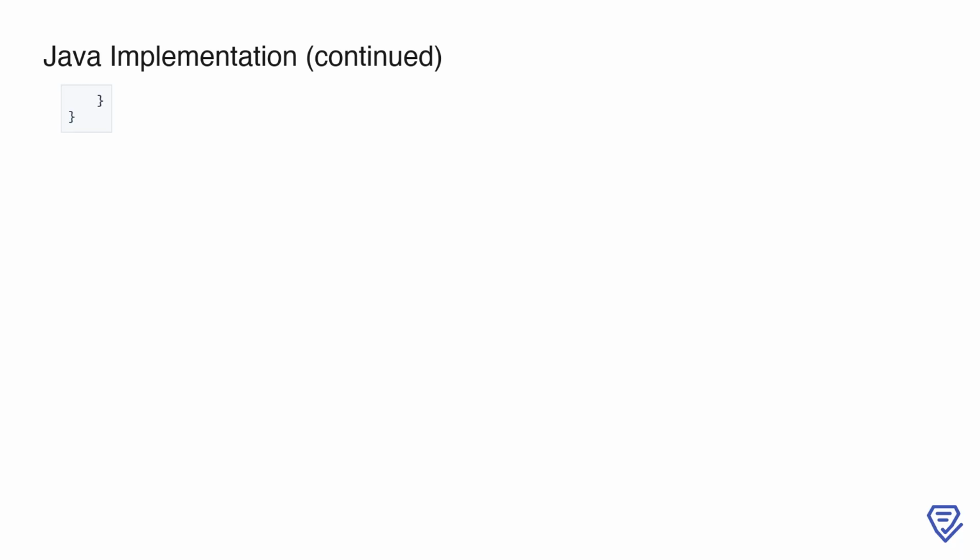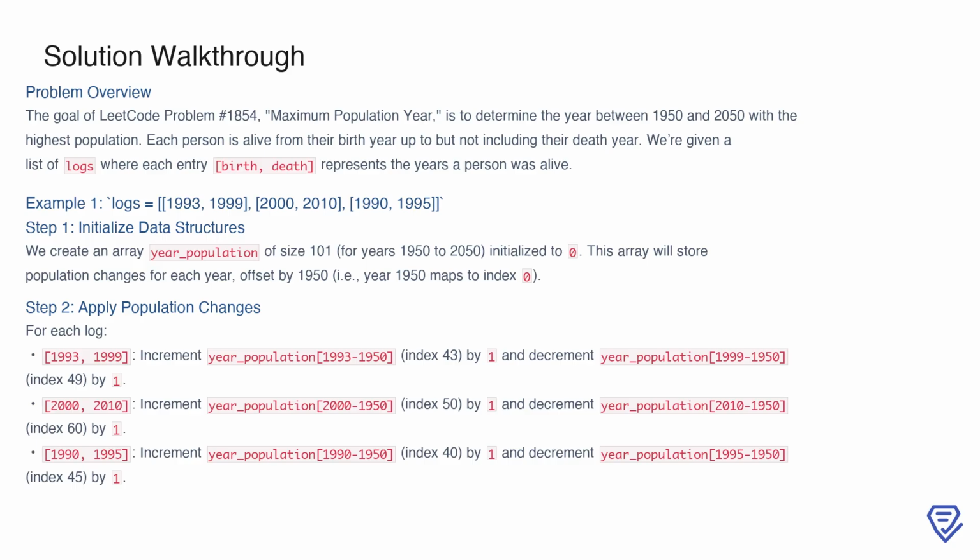This approach efficiently calculates the result in a single traversal after processing the input, making it optimal and easy to understand. In this problem, our goal is to find the year with the highest population between 1950 and 2050, given a list of birth and death years for multiple individuals.